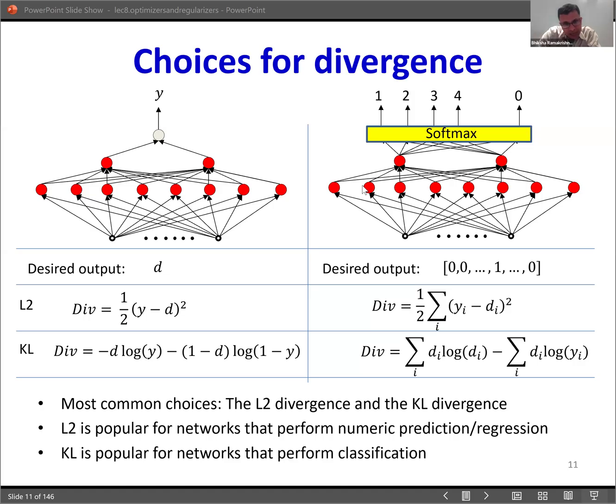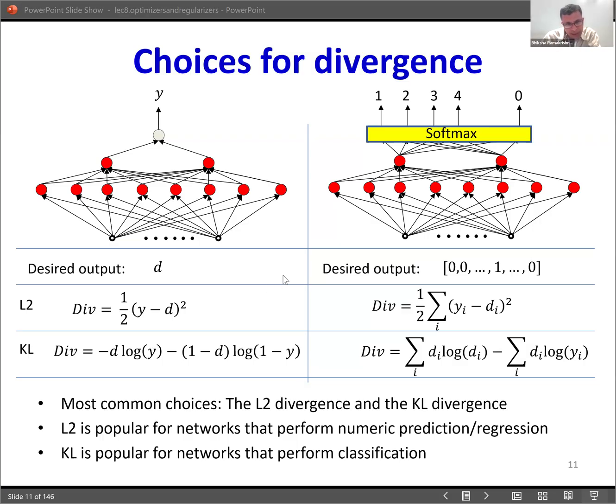So when we train our networks, we have different choices of divergence. We saw that for regression networks, we use the L2 divergence, which is half of the squared norm of the error between the actual and desired outputs of the network. You could also use this when you're trying to perform classification, where in a classification network, the final layer is a softmax.